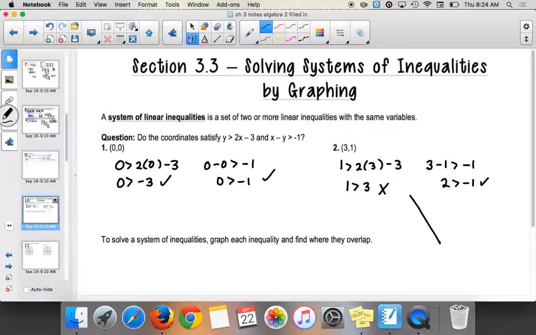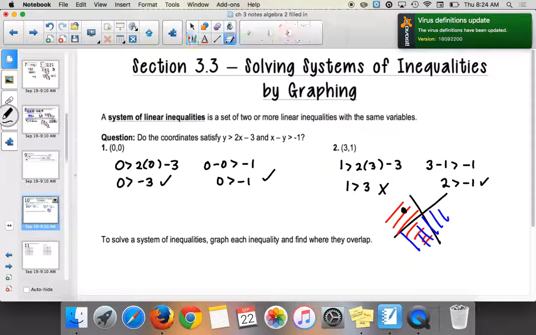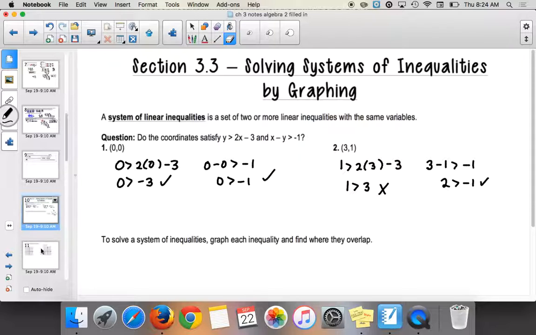So, I mean, you don't have to draw this, but maybe you have 2 overlapping lines. We have the shaded region here. We have the shaded region here. And maybe that point is in one of those. Okay, but it's not in the final solution set for the whole system of inequalities. Does that make sense? All right, so it says to solve a system of inequalities, we graph each inequality and we find where they overlap. So we're going to do that.